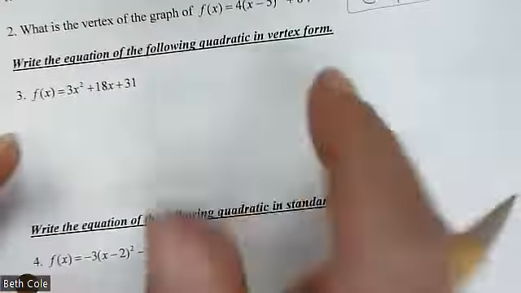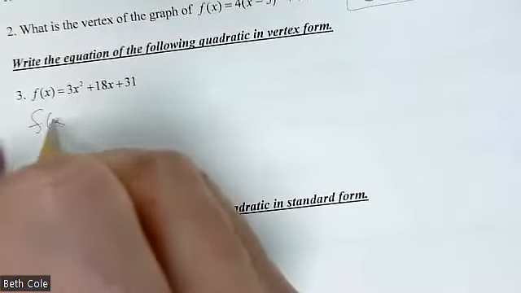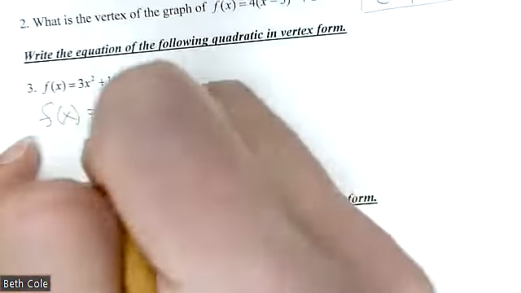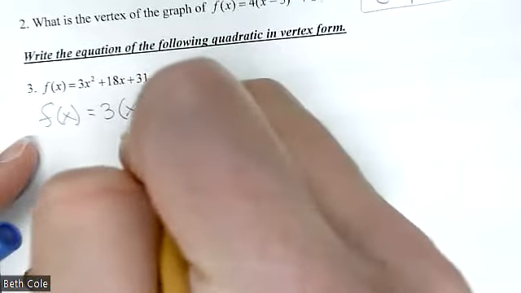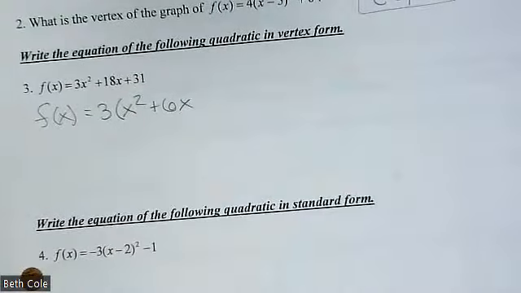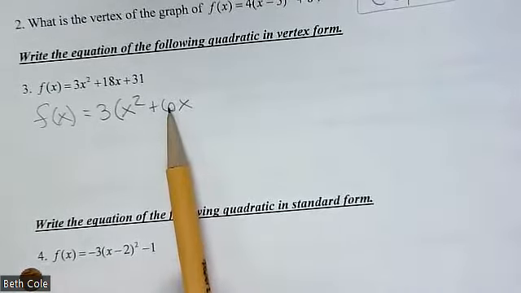3? We're going to take out the 3, but only from the first 2. That would be x squared plus 6x. And then just kind of stop. Because you want to leave a gap there. Divide by 2 and square. 9, good.